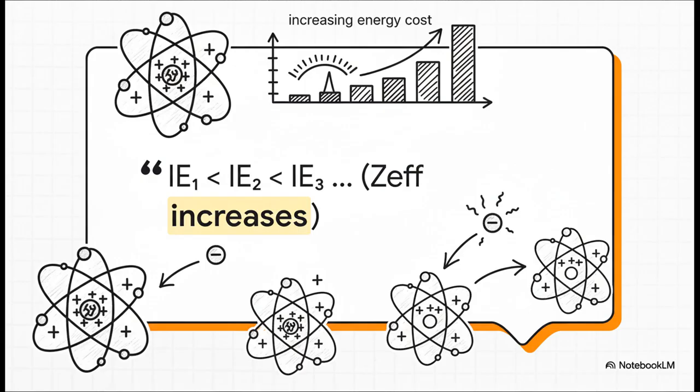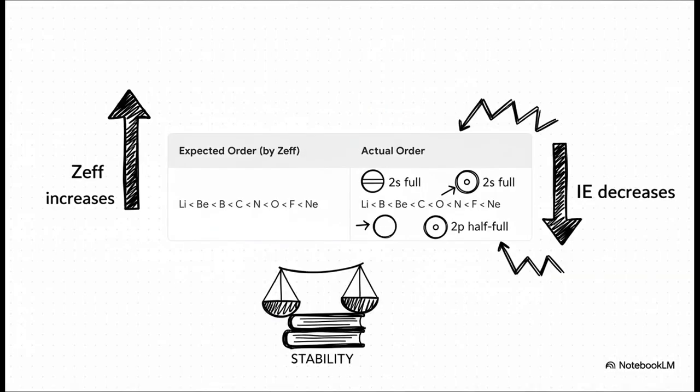Now, you'd think this would just be a nice, smooth increase, but chemistry, it loves a good plot twist. And this is where it gets really interesting. In general, as Zeff increases across the row, the ionization energy should also go up. But look at what actually happens. You see these little swaps. Beryllium and boron are flipped, and so are nitrogen and oxygen.